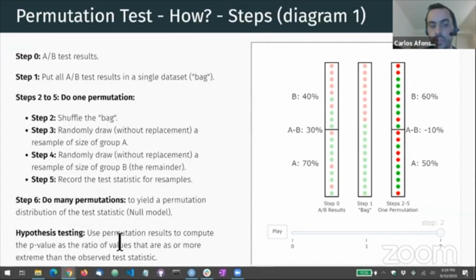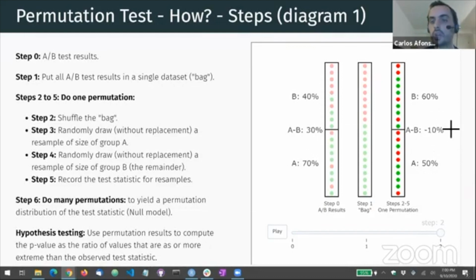Then the hypothesis testing will be using the results of those many permutations to compute the p-value, and the p-value is going to be the ratio of values that we get from the permutations that are as extreme or more extreme than the observed. So we're going to get many values here for the test statistic. In this case, it was -10. When we do it again, it's going to be a different value, and then a different value, and so on and so forth. We're going to get many values.